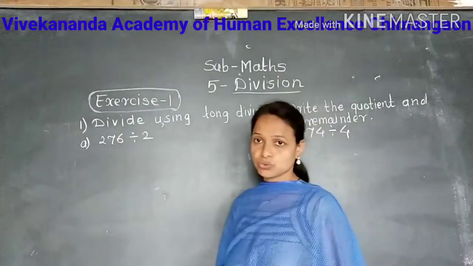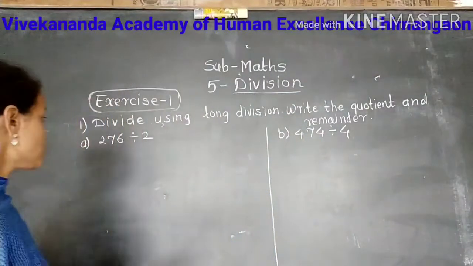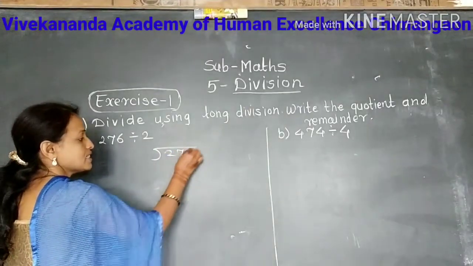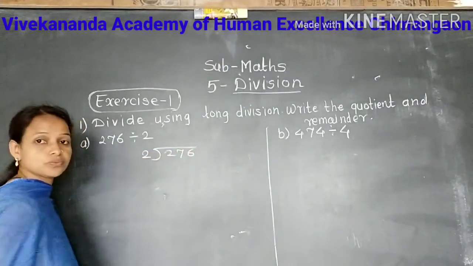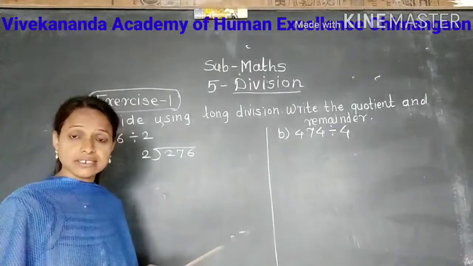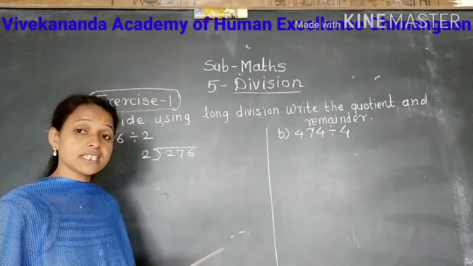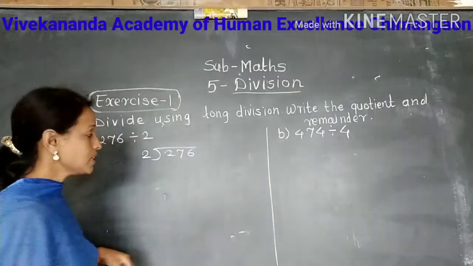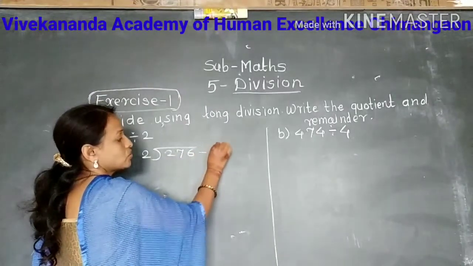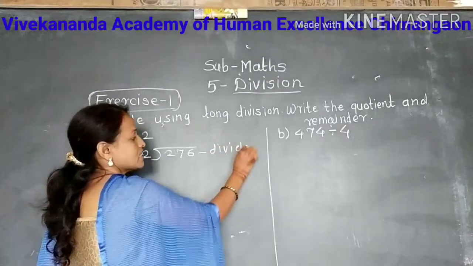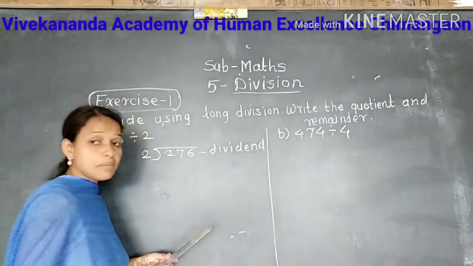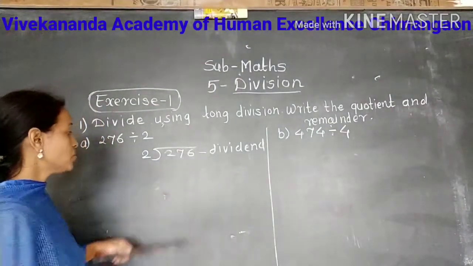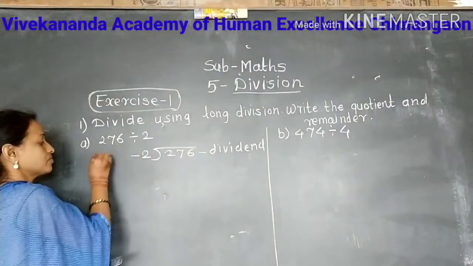276 by 2. We will solve it. You have learned the number which is divided is called the dividend. So here 276 is the dividend. And the number by which it is divided is called the divisor. So here 2 is the divisor.